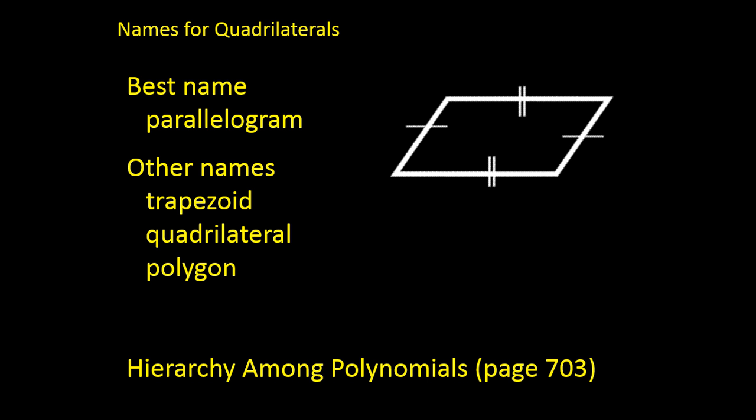Now, if you take a look at page 703 in your book, you'll see a nice little chart that talks about the hierarchy among polygons. And it will help you to see that when we look at these polygons, there's always going to be one best name we can give the polygon, but there's also going to be some other names that we could give the polygon, which would be valid names for that polygon.